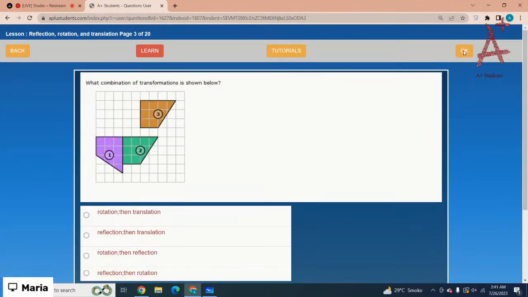Okay, what combination of transformations is shown? Okay, from 1 to 2, that is a rotation, and 2 to 3, that would be a translation. So it is rotation and then translation. First we rotate it and then you translate it. So that is rotation and translation.